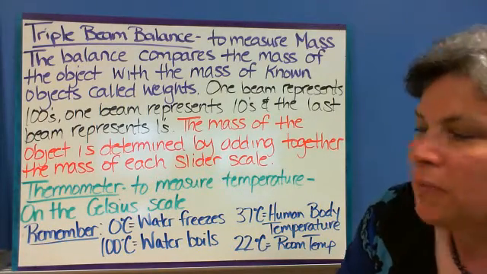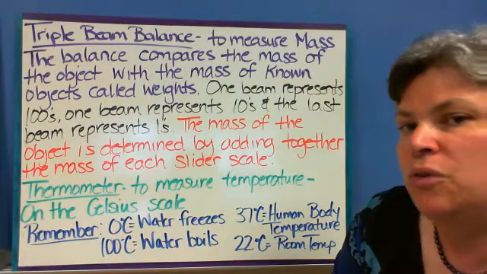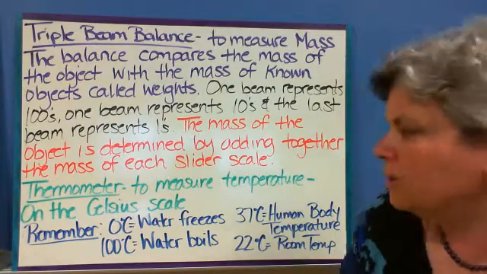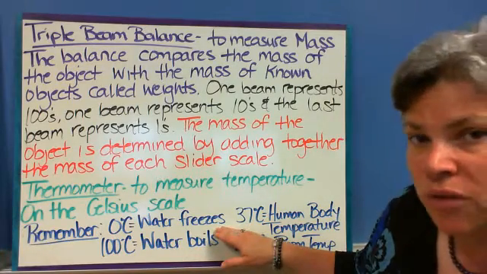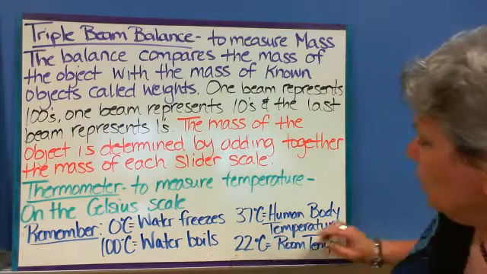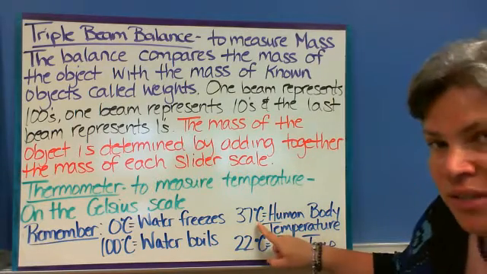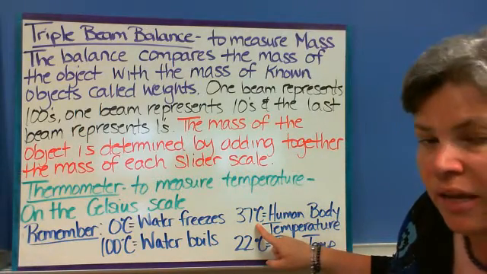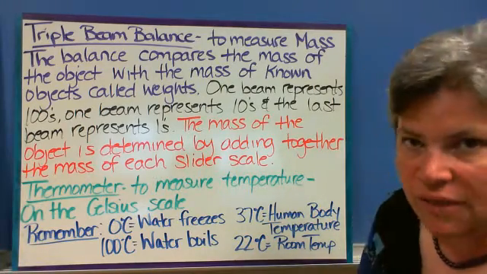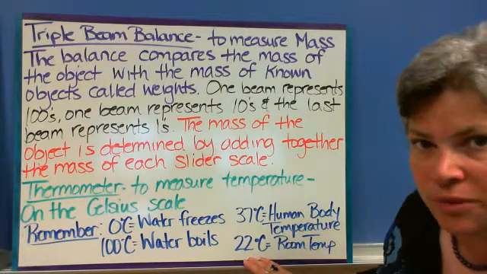And the last one that we're going to talk about is a thermometer. We use the thermometer to measure temperature on the Celsius scale. The most important ones for you to remember, and they're a great reference point for any of the questions that you're going to be asked this year. 0 degrees Celsius is where water freezes. 100 degrees Celsius is where water boils. 37 degrees Celsius is human body temperature. This is the one that's going to trip you up because we're so used to Fahrenheit. So when it asks you about body temperature, you have to give them Celsius, and that's 37. And then 22 degrees Celsius is what they consider to be average room temperature.